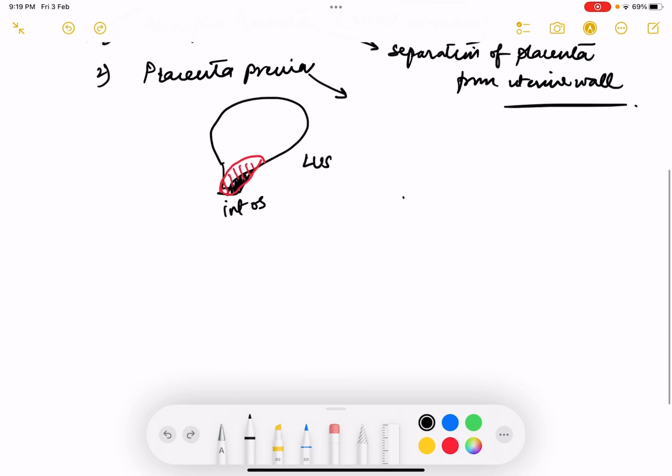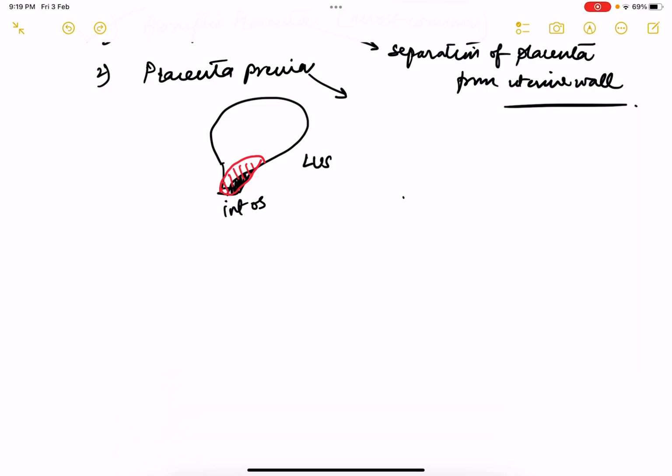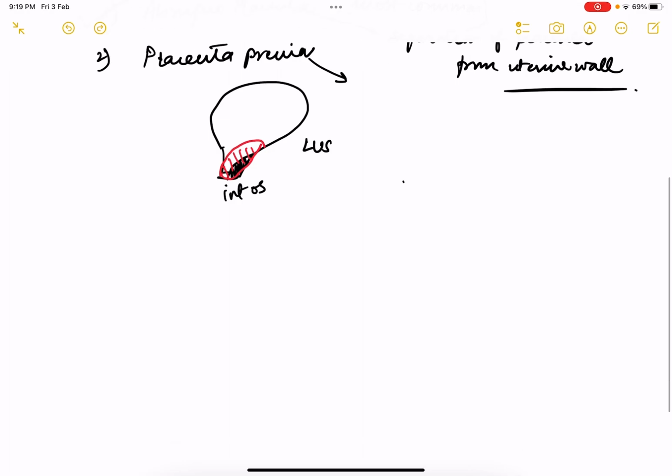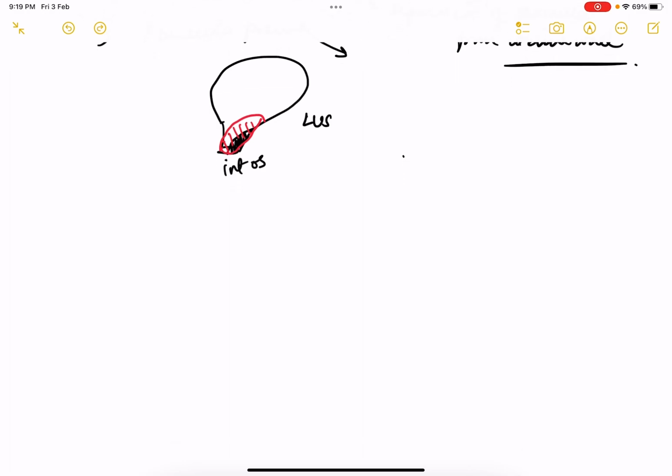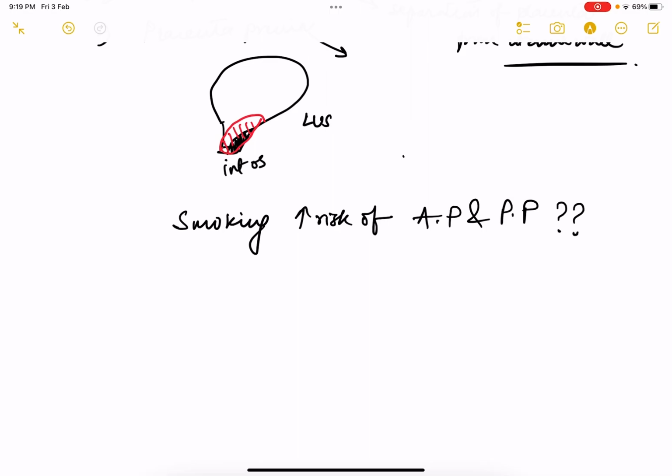Now, how are placenta previa and abruptio placenta related to smoking? How does smoking increase the risk of abruptio placenta and placenta previa? This is the question.